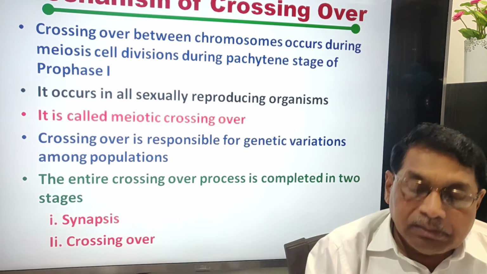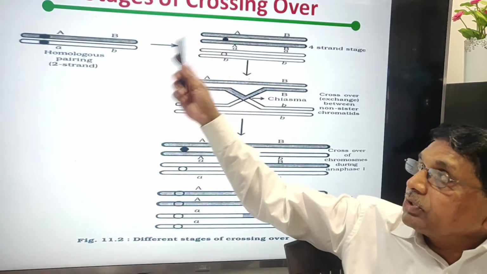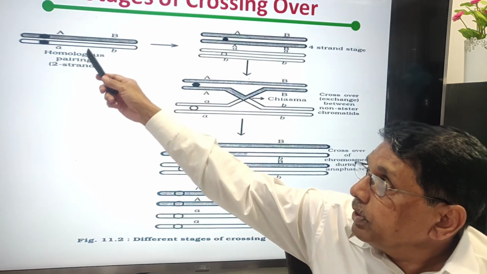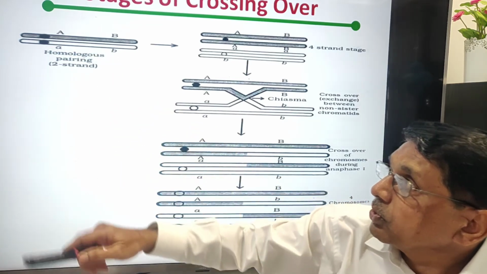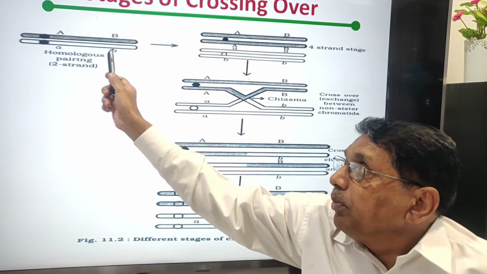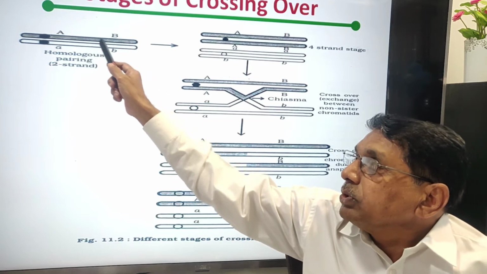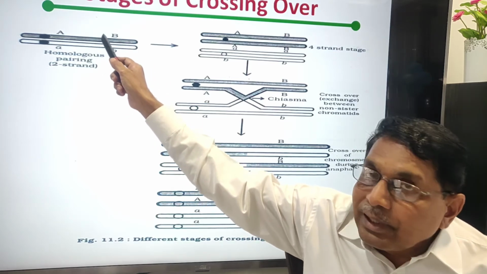Crossing over in pachytene. So this is stages of crossing over. You can look at here, A, B, this is another homologous chromosome. Here A, B, dominant genes, a, b, recessive genes, homologous chromosomes because the two chromosomes are similar.